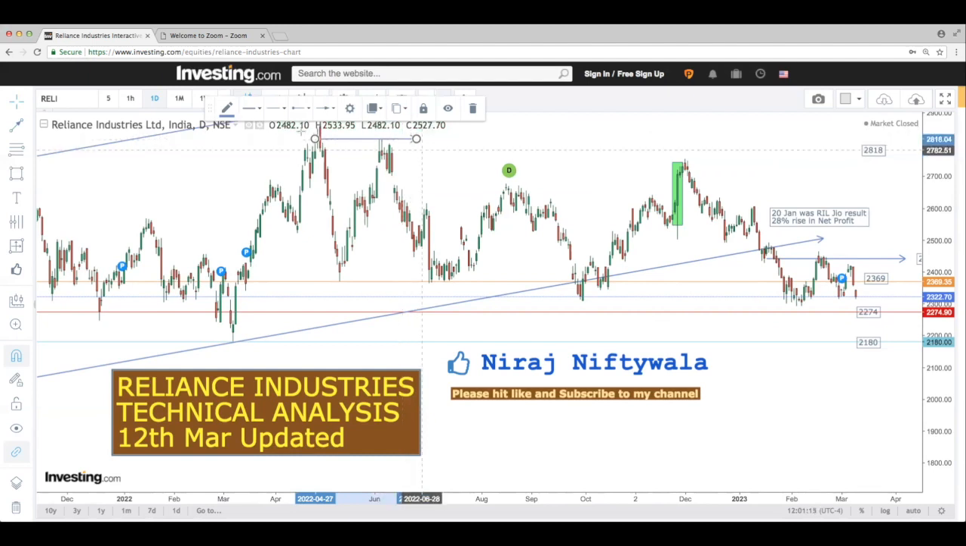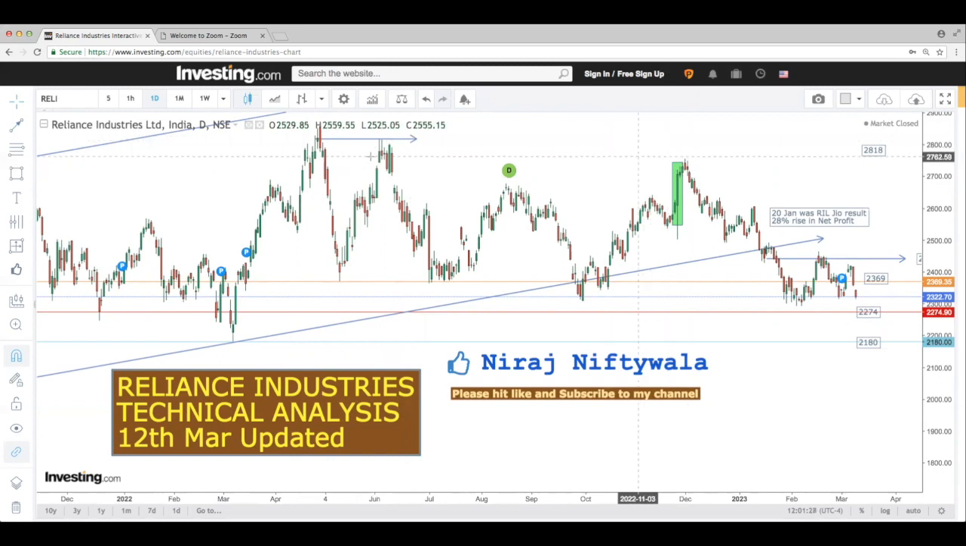So 2816, 2818 was the level which it tried to break out in the month of June 2022 for the second time. These are the two attempts after which it has never come till this level, and it has been consistently trying to take support at this level, which is 2369 level that I have mentioned over here.